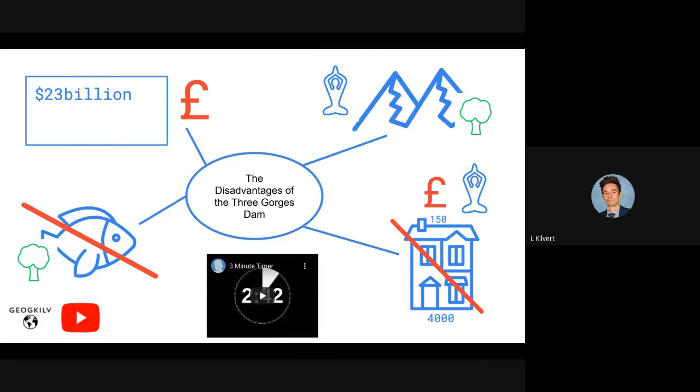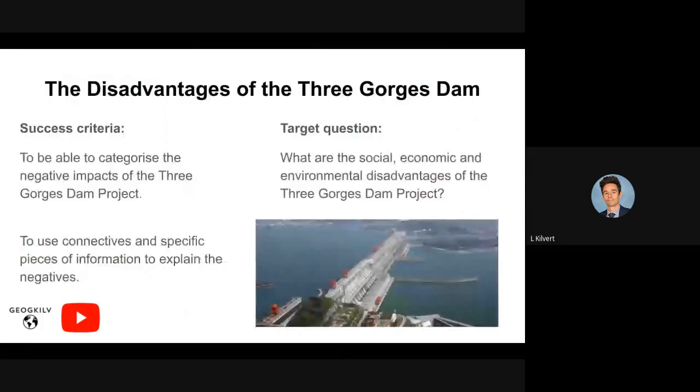So what I want us to do now then is take some of that information and look at the target question. The target question says, what are the social, economic and environmental disadvantages of the Three Gorges Dam project? And this is what I want you to answer on your Google document. And it's what I want you to submit via Google Classrooms.